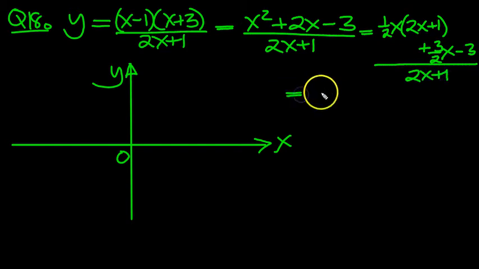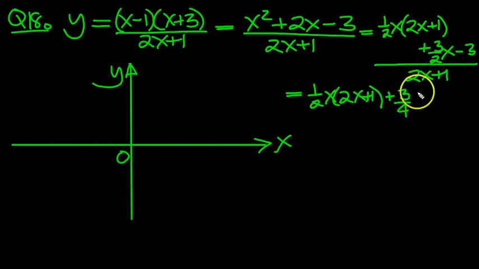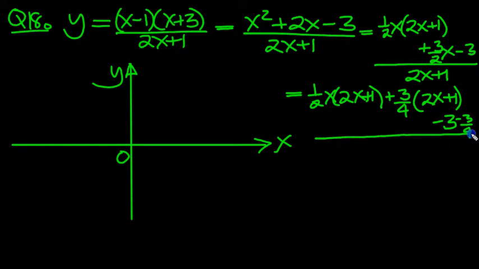So that's equal to then, so we've got half x times the 2x plus 1. That's the first term. Then we're going to have to write 3/4, aren't we? 3/4 and put 2x in the bracket. That will give us our 3 over 2x plus 1. So that will generate a 3/4. We've got minus 3, so we need minus 3 quarters to get rid of the 3/4. And that's all over 2x plus 1.